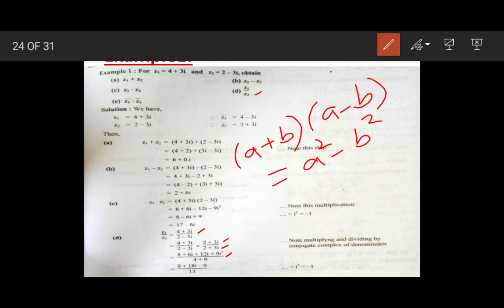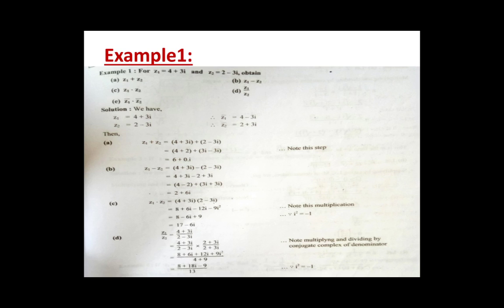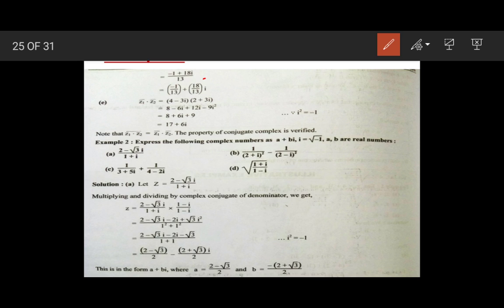Okay. So now it will be 8 plus 18i minus 9 upon 13. So that is equal to minus 1 plus 18i upon 13. This can be written as minus 1 upon 13 plus 18 upon 13 i.